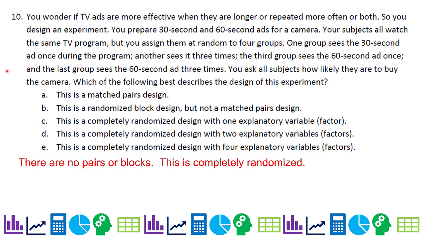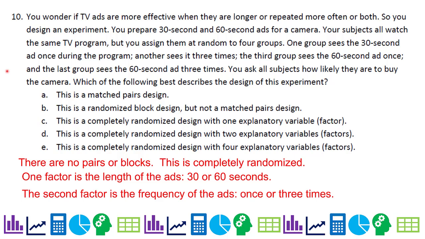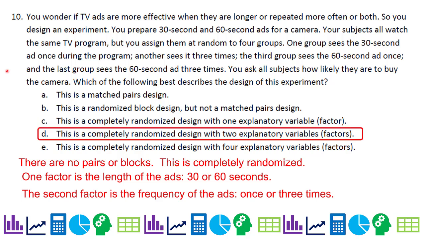So we just have to figure out how many factors there are. Well, one of the factors is the length of the ads. It's either 30 or 60 seconds. And then the second factor is the frequency of the ads. Do they see it once or do they see it 3 times? So this is a completely randomized design with 2 explanatory variables or factors.